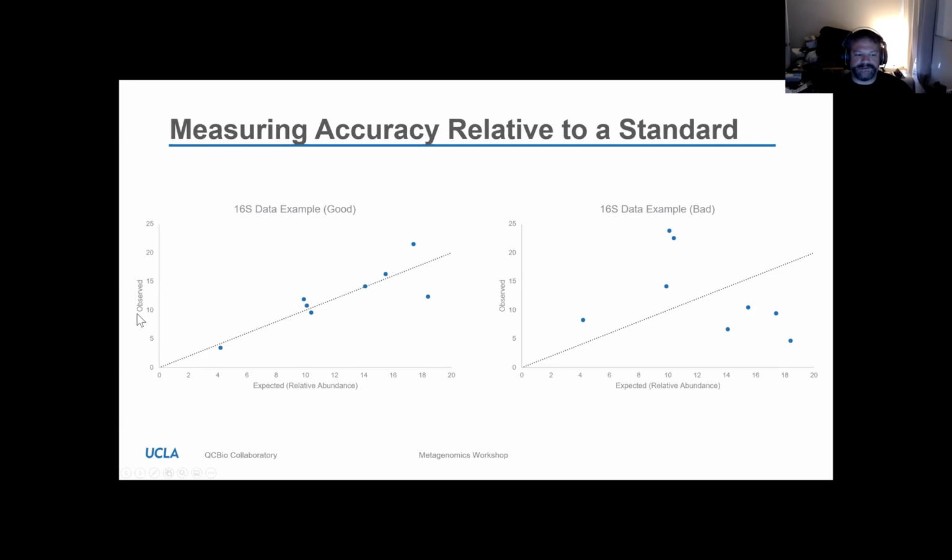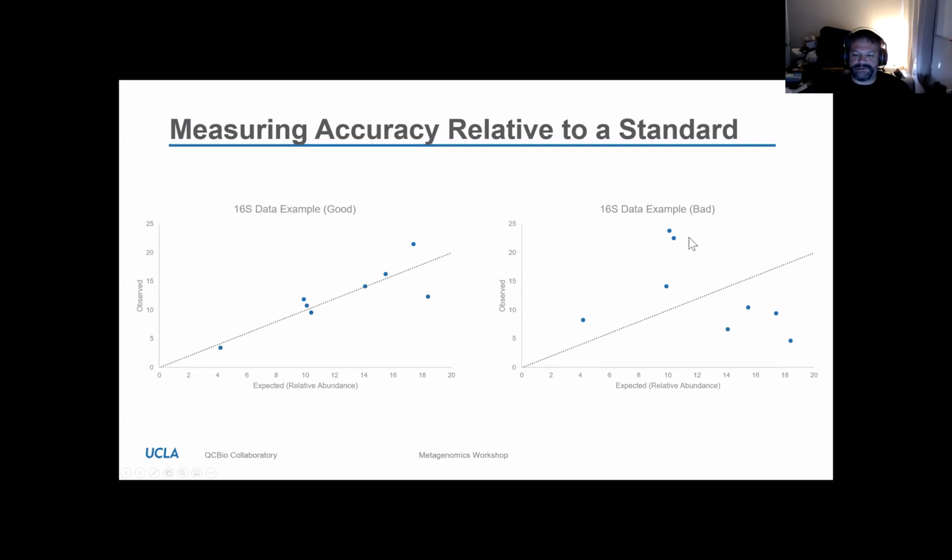On the y-axis, we have our observed value. So these are observed relative abundances. On our x-axis, we have our expected relative abundances. And this, again, is from the Zymo-Biomics community standard. And we see here that in a good example, a lot of these dots stay fairly close to this theoretical diagonal, which is we see what we expect to see.